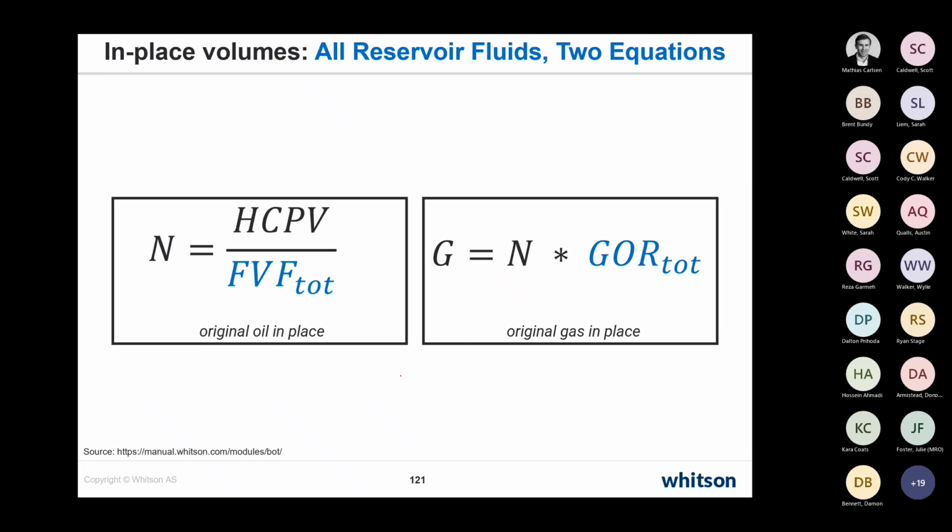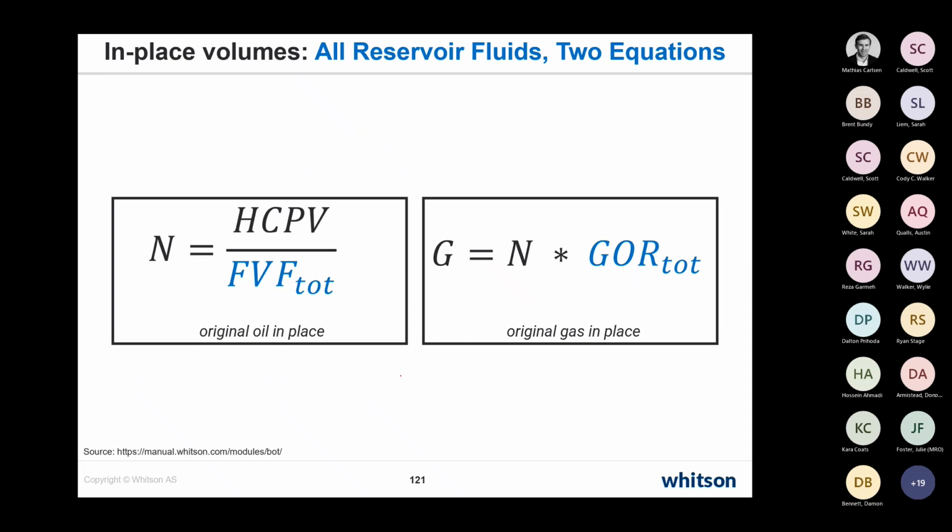Okay, and these formation volume factor numbers are automatically calculated in Whitson Plus. You can export them out for all the fluids, and you can map out the entire basin if you like to. And it's just two values that you really should care about: the total formation volume factor and the total GOR.